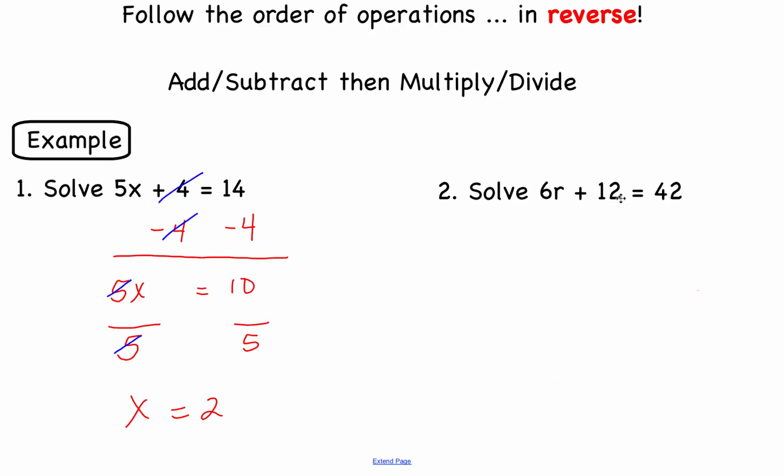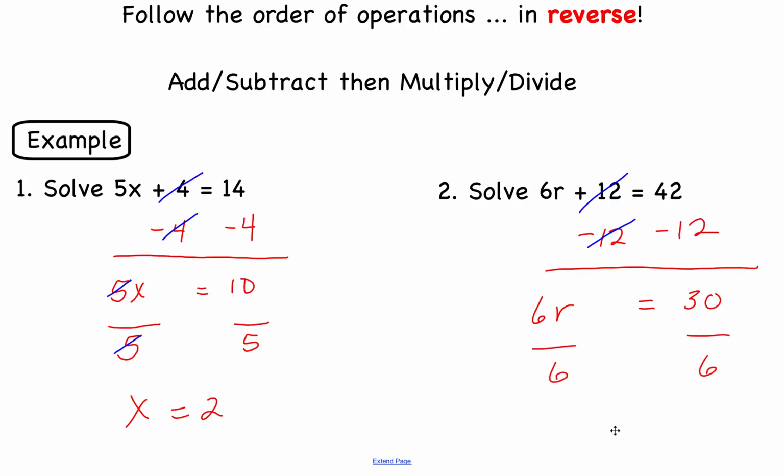Over on the right-hand side, solving this one, we're going to subtract 12 first. Okay, and you recognize that the plus 12 and the minus 12 add to 0. Bring down your 6r on the left-hand side. That gives us 6r is equal to 30. R is being multiplied by 6, so now we want to divide both sides by 6. 6 divided by 6 is indeed 1r, so we have r equal to 5 for a solution.